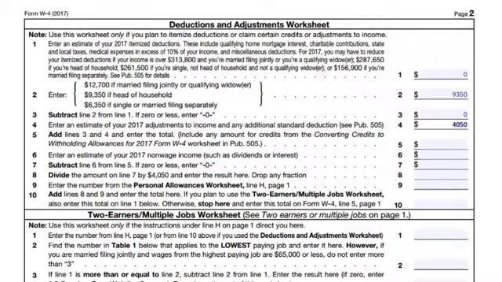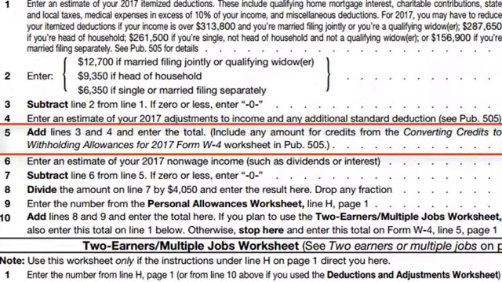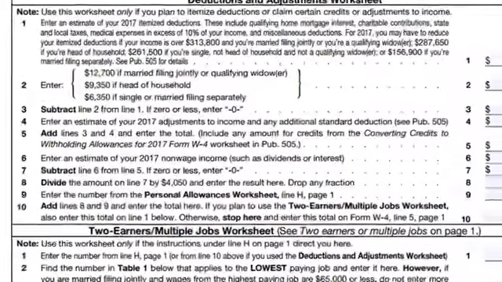Susan will enter $4,050. As Susan begins to track her expenses, she can always come back and adjust this number if $4,050 is too conservative of a number. As of year 2017, every $4,050 allows you one additional allowance. Line 5. Add lines 3 and 4 and enter the total. 0 plus 4,050 equals 4,050. Susan enters 4,050.